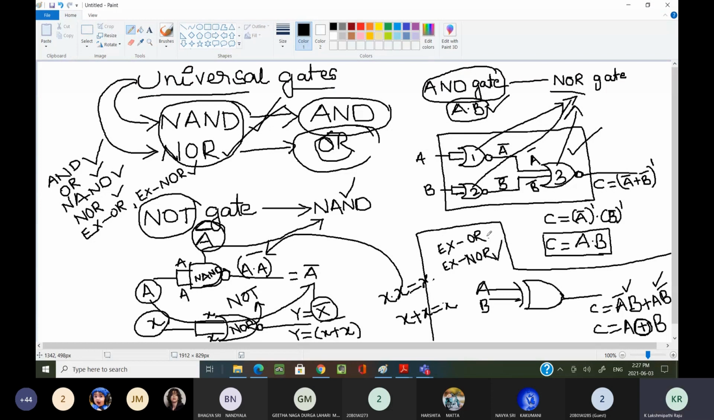Now XNOR is the complement of XOR. Now how will this function? If at least one input is high, the output is high. If both the inputs are the same, whether 0 0 or 1 1, then in that case the output is low.